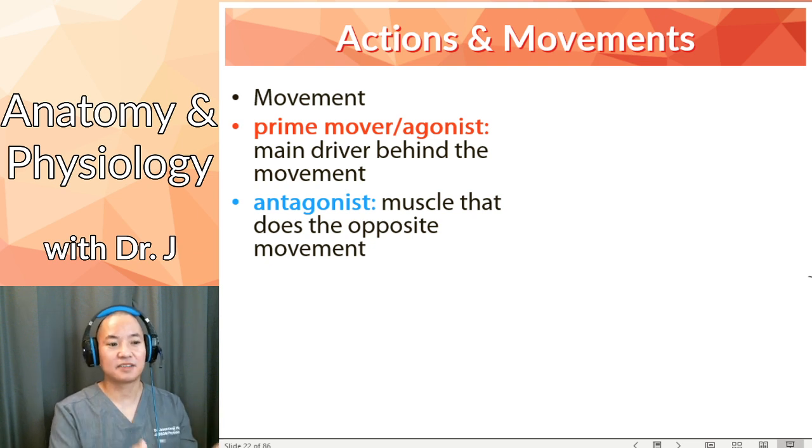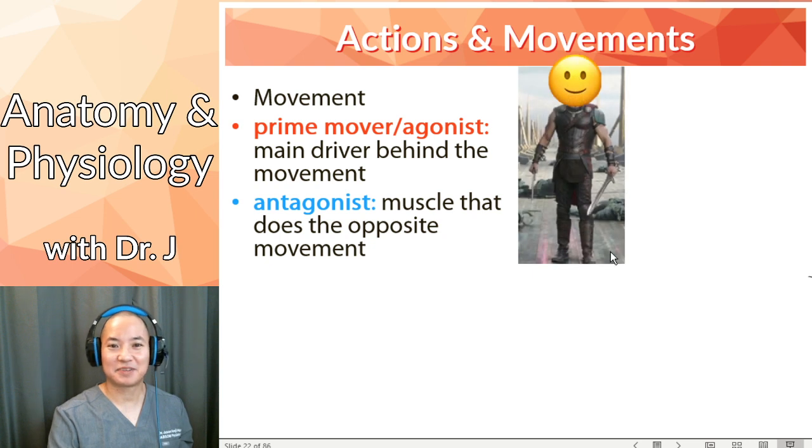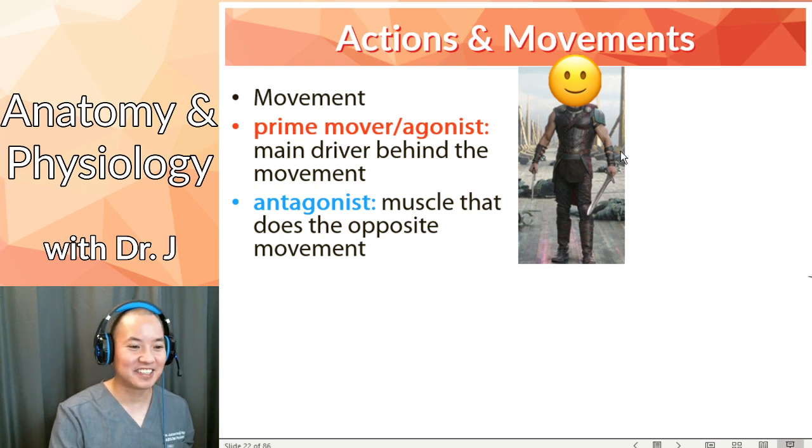Agonist causes something, antagonist opposes something. So what we have here is, if we think of a prime mover, what's the hero of a movie? And the antagonist is the person trying to oppose that hero, right? Think of it this way, and I apologize for the smileys, but I want to avoid Disney taking down our educational videos.